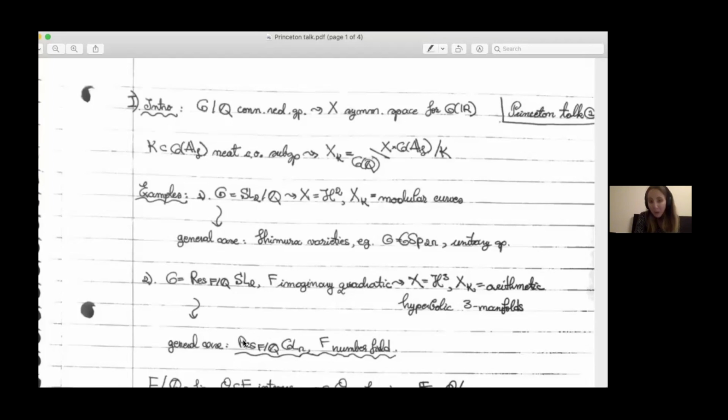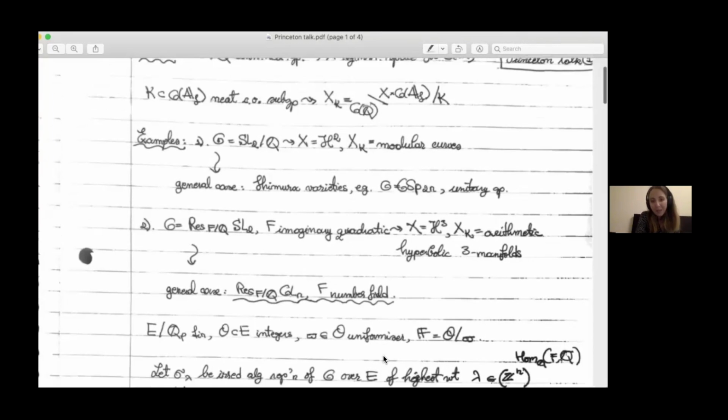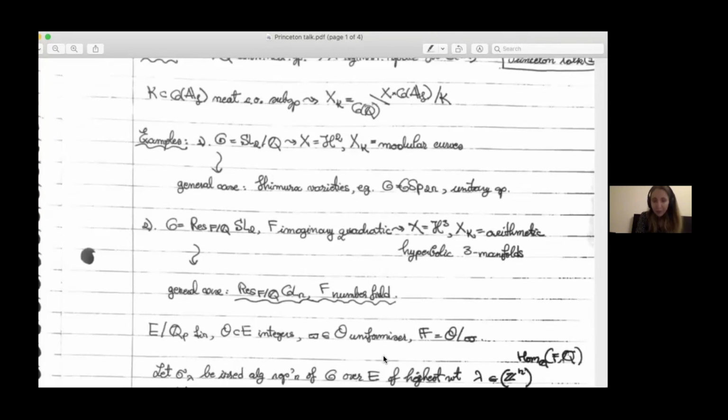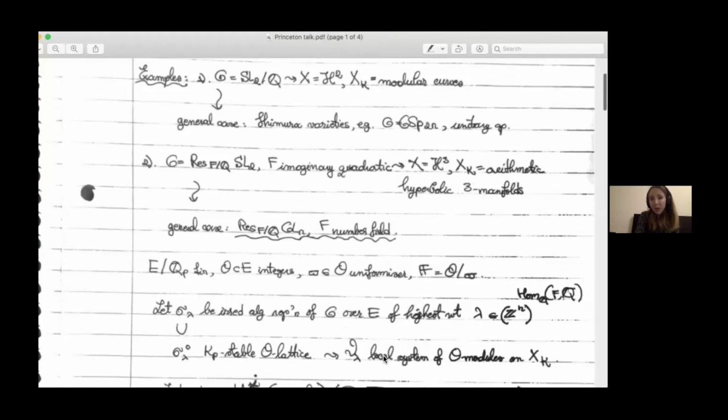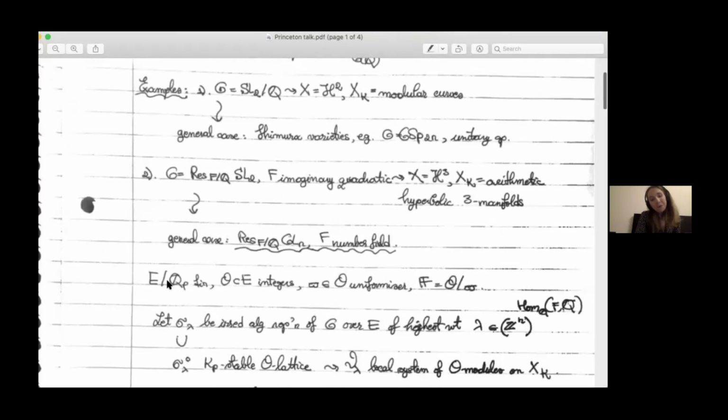All right, and from now on, I'm going to focus on this second case. So I'm going to set my group G to be this restriction of scalars, and for the time being, I can allow F to be an arbitrary number field. Okay, and I need to just introduce some notation because I want to talk about the cohomology of these spaces, but I want to allow myself to have twisted coefficients. So I'm going to take E over Q_p to be a finite extension, O the ring of integers, pi a uniformizer in O, and then F the residue field.